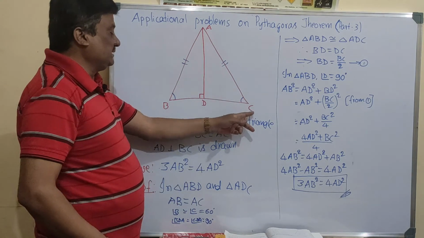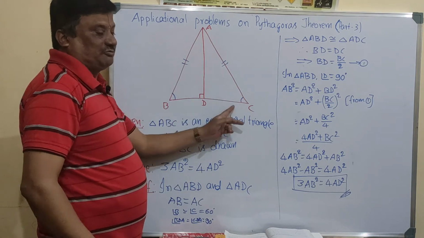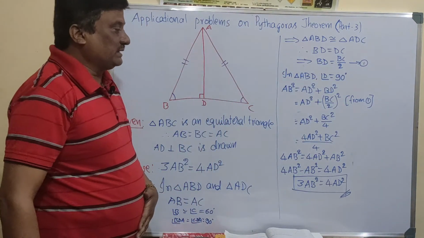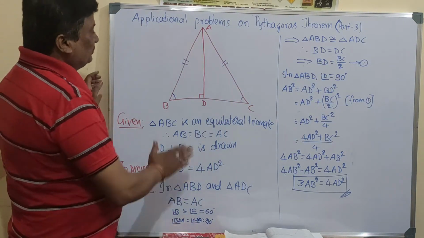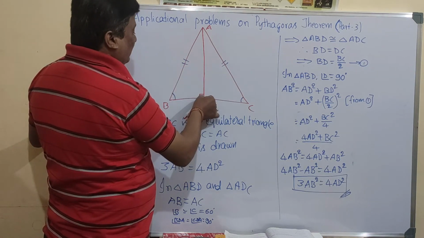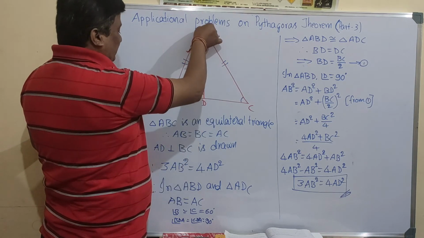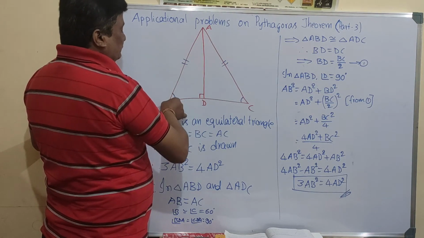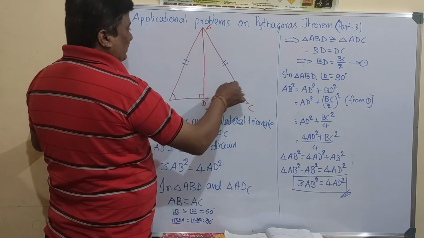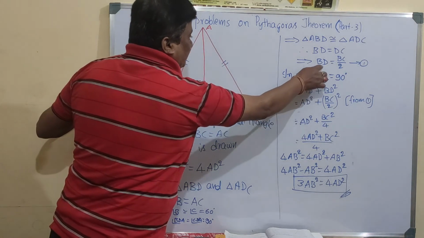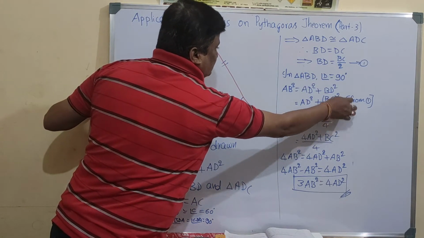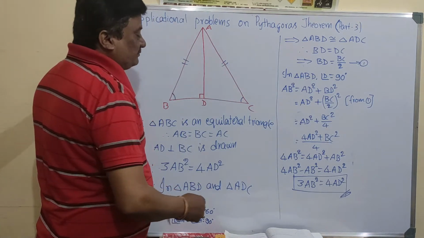If BD is equal to DC, then we can say D is the midpoint of BC. Therefore, BD is equal to BC by 2. Let's call it equation 1. So, in triangle ABD, angle D is equal to 90 degrees. Therefore, AB square is equal to AD square plus BD square. So let's keep AD square as it is. For BD we can write BC by 2, so that is BC by 2 whole square. It is because of equation 1.